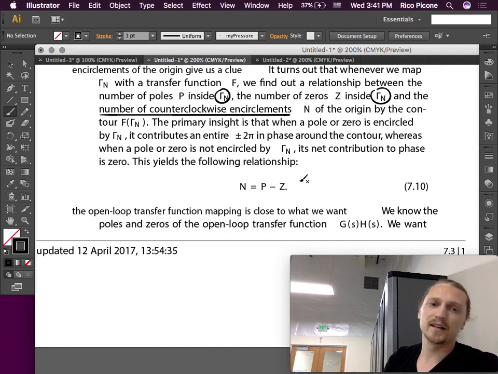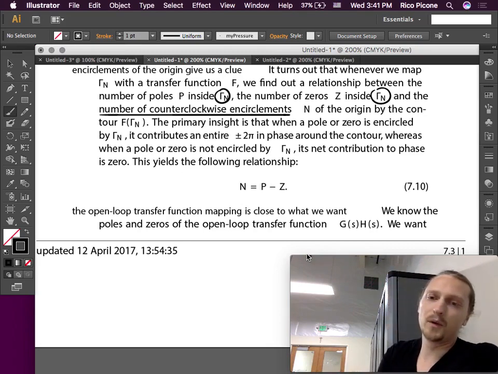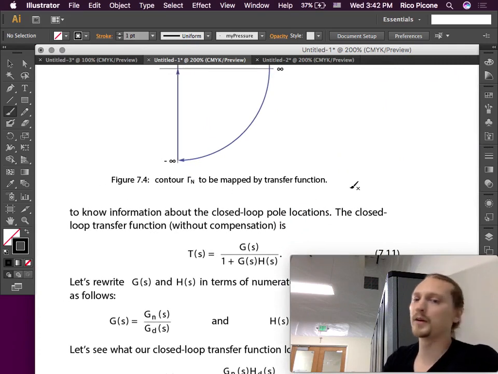So the second insight: the open loop transfer function mapping is close to what we want. Okay? So let's take a look at that. We know the poles and zeros of the open loop transfer function, GH, right? So let's assume that we know them. We want to know information about the closed loop pole locations. Specifically, we're most interested in whether or not it's stable, but we're interested in other stuff too.